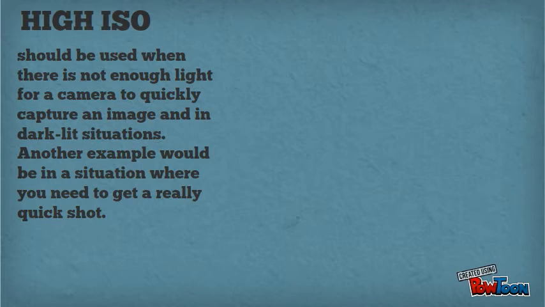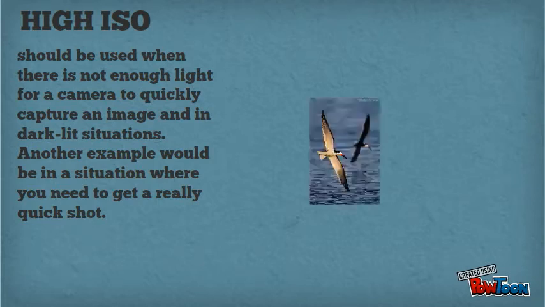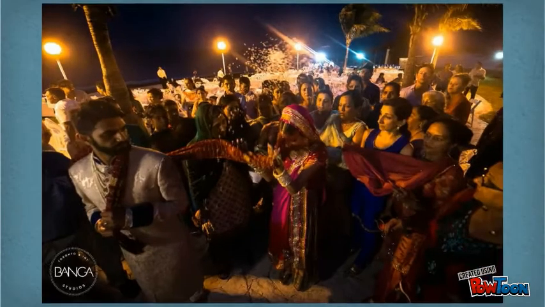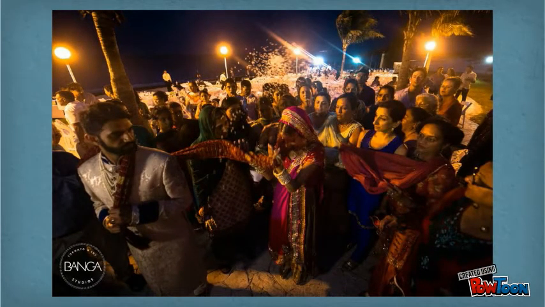High ISO should be used when there is not enough light for a camera to quickly capture an image in dark lit situations. An example would be when you need to get a really quick shot, such as the example on your right. These are some examples of high ISO pictures from Banggo's website that can be seen as high ISO images because of the high amount of grain that is witnessed within the picture.